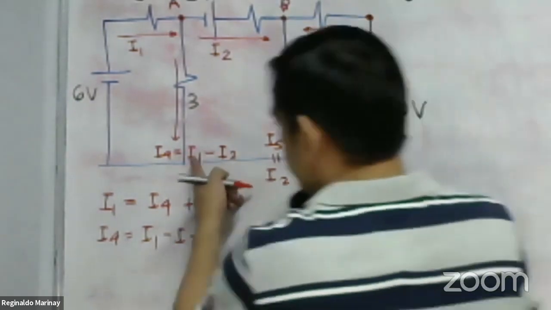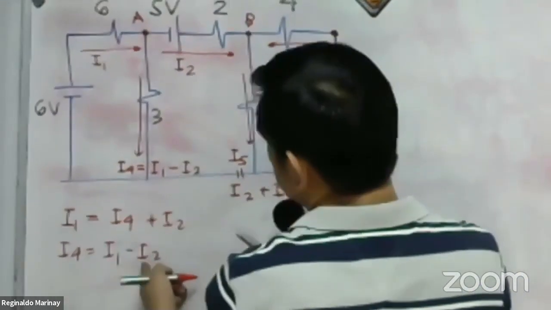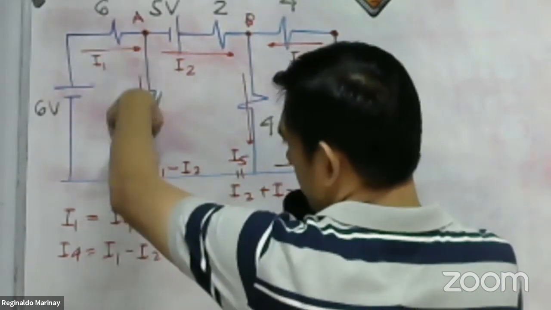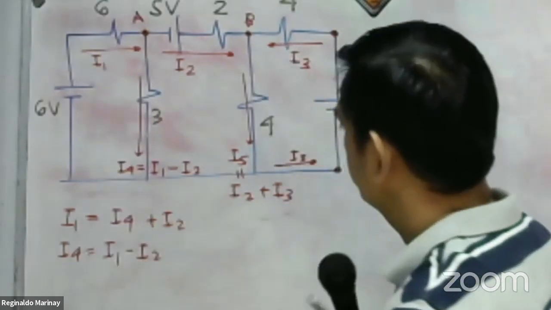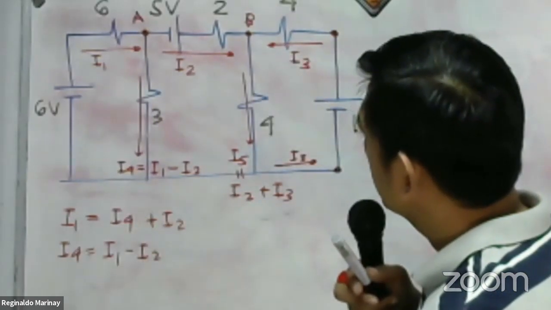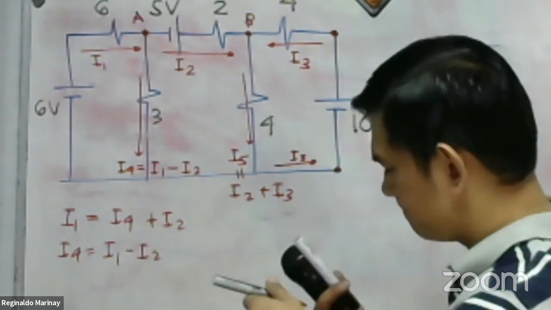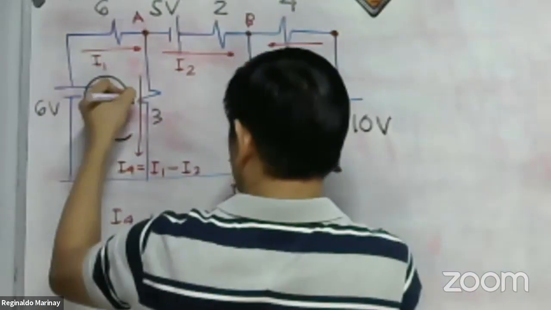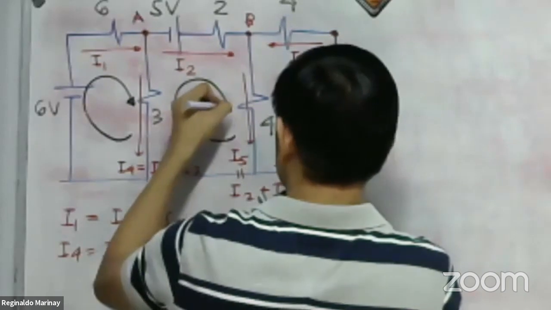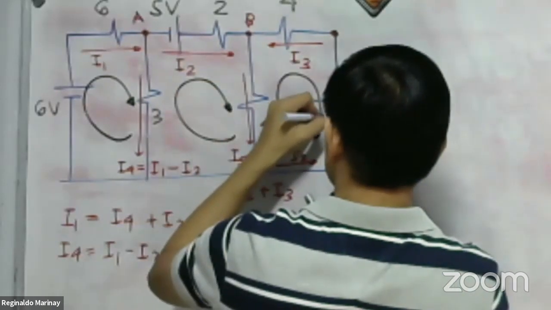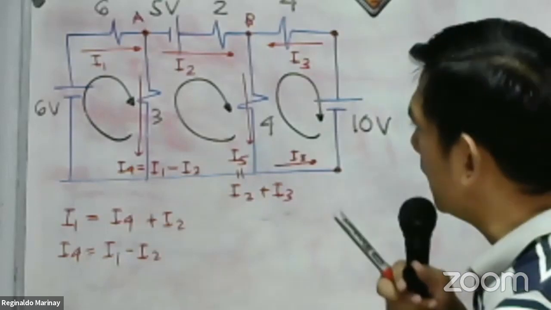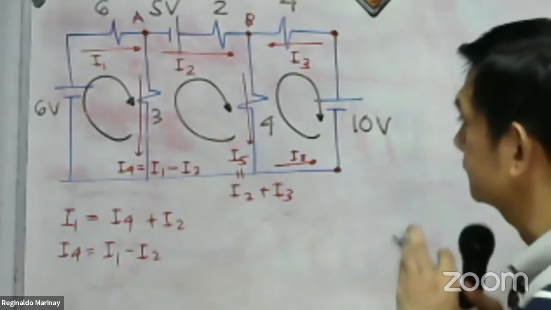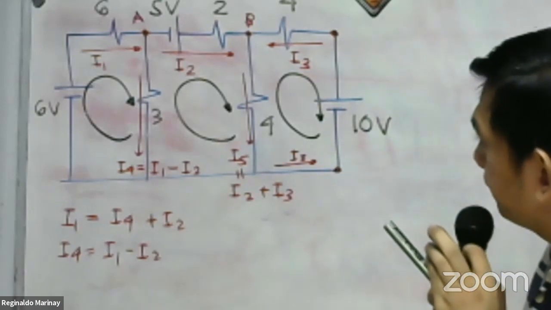So we have here I1 minus I2. Okay? I1 minus I2, that is our I4. So we have here circuit tracing. I will introduce a circuit tracing for loop number 1, for loop number 2, for loop number 3. There are 3 loops now. This is harder to solve compared to the first problem.